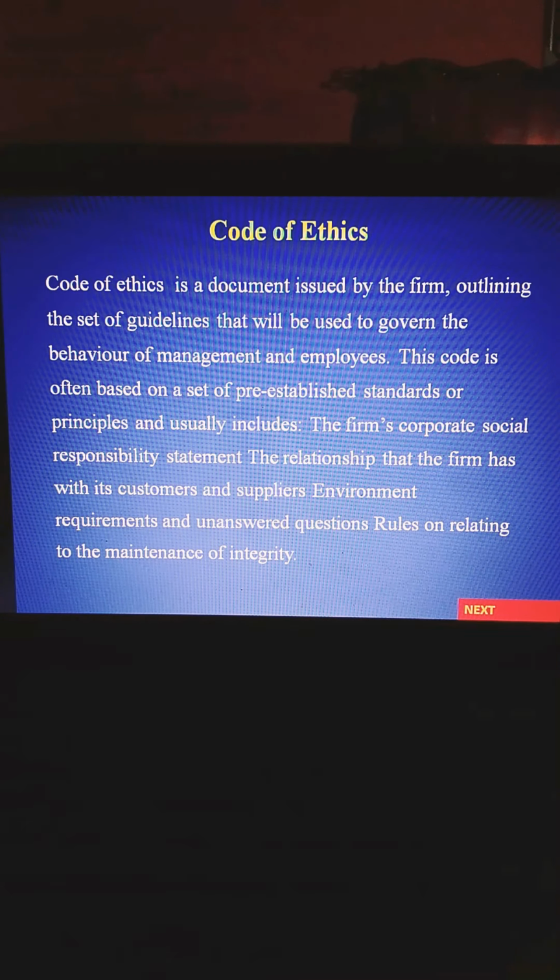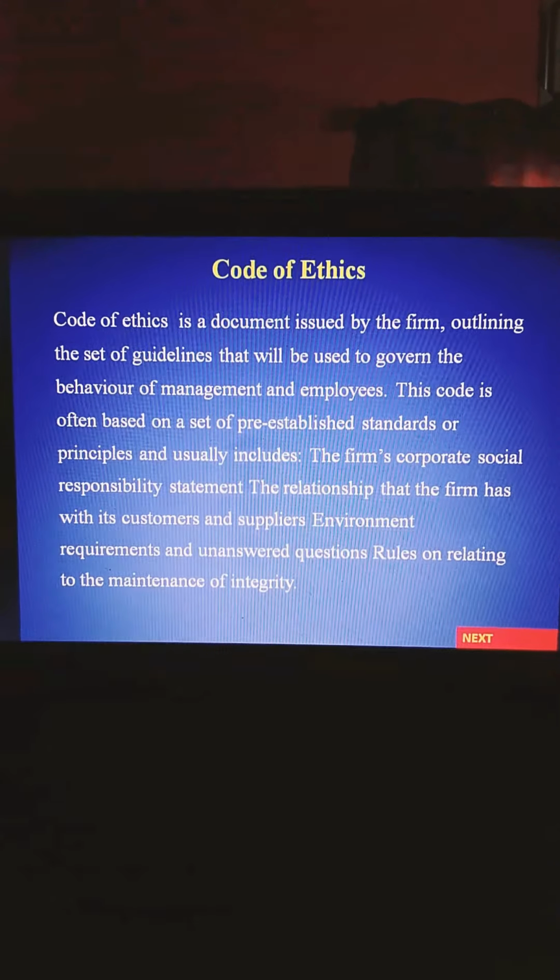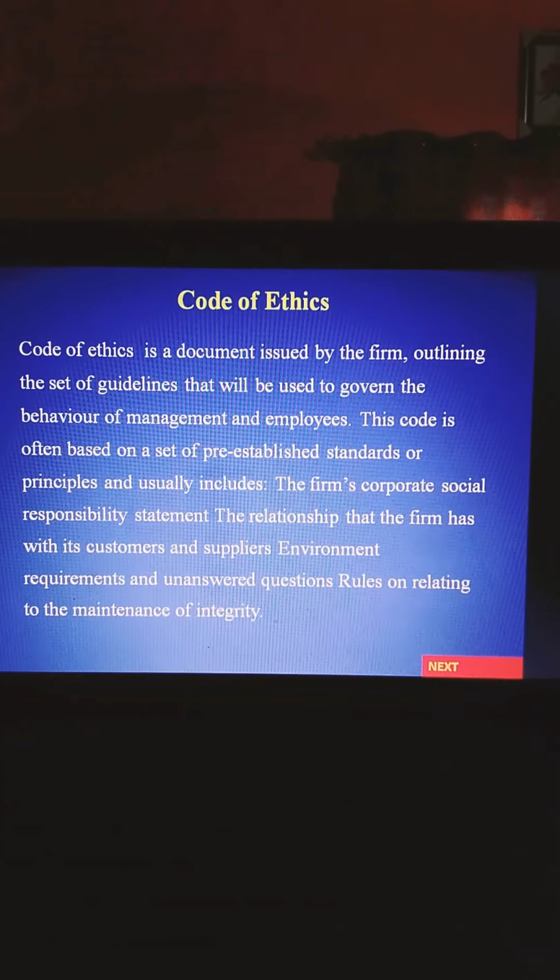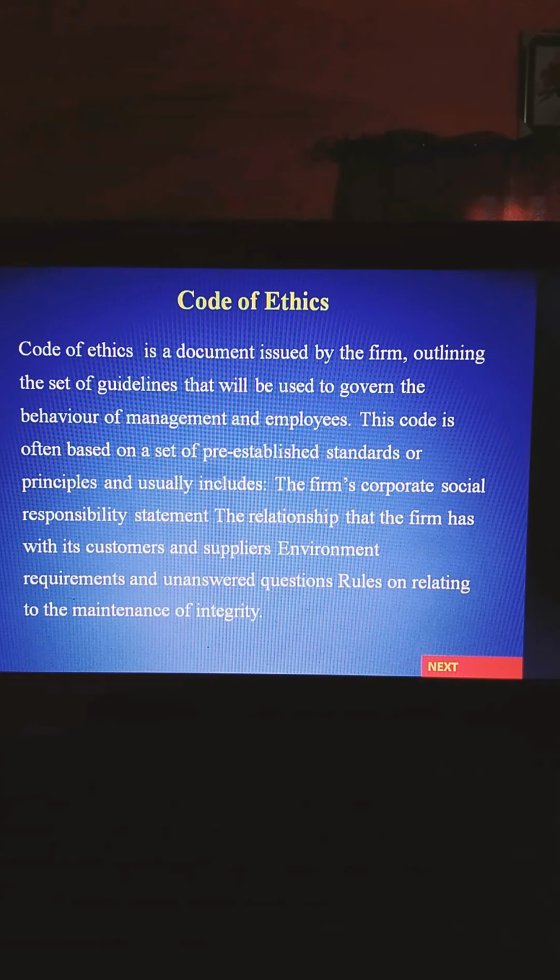So let us look at code of ethics, because we just spoke about code of ethics and you might be wondering what is that. Code of ethics is a document issued by the firm, or you could say the organization. What it does is to outline a set of rules or standards that will be used to govern the behavior of management and employees. So just like I explained, the school has its own standards and behavioral acceptance.